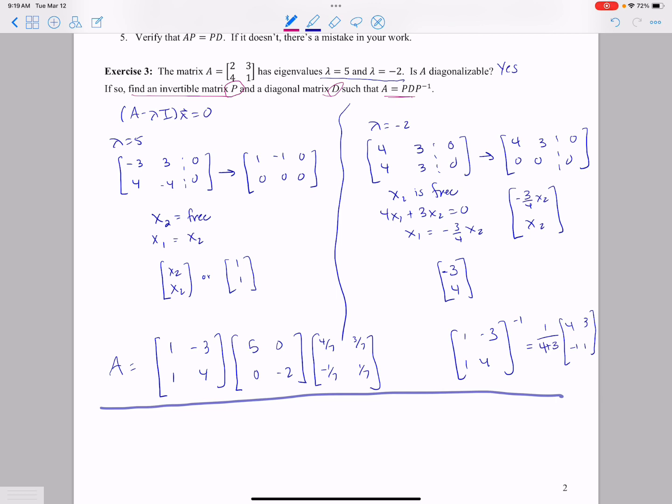So if you want to check your answer, we have that A equals PDP inverse. If we multiply on the right by P, this P and P inverse is the identity, so that tells me that AP equals PD. So you could check that instead of finding P inverse, so just a different note.